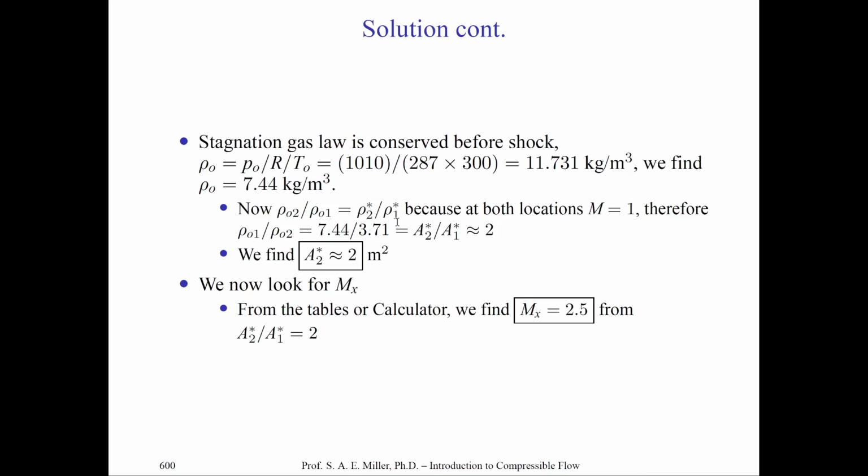We're now asked to look for the Mach number in front of the shock. Well, we know that A2 star over A1 star equals 2. We can now look for the Mach number in front of the normal shock. A given critical area ratio has a particular Mach number. And from our compressible aerodynamics calculator or our tables, we can look up and find M in front of the shock, M1, or Mx in this nomenclature, of 2.5. And we're done with the problem. Try and work through this problem yourself.